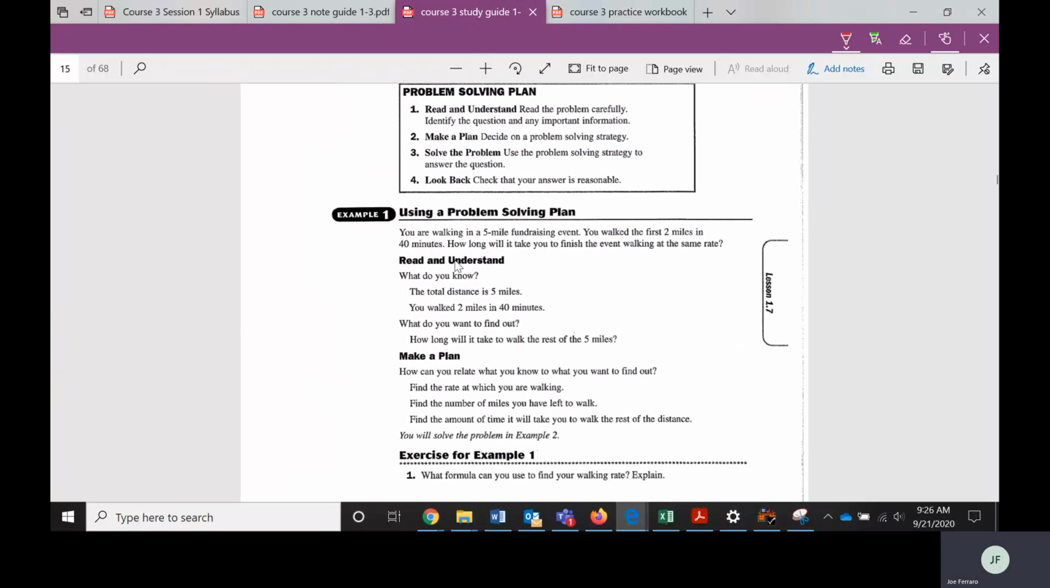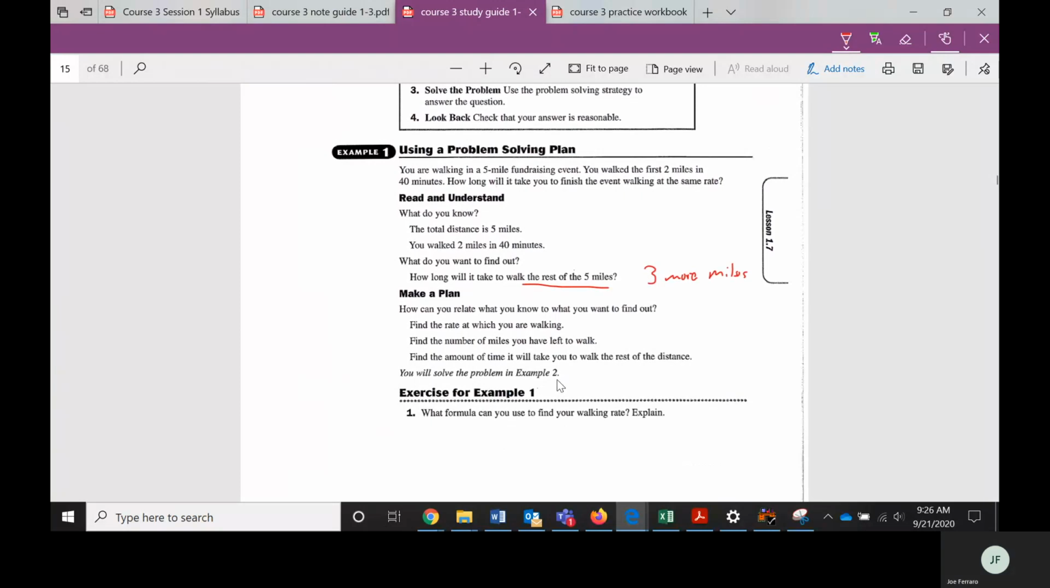Okay. It says, what do you know? The total distance is 5 miles. You walk 2 miles in 40 minutes. What do you want to find out? You want to know how long it will take to walk the rest of the 5 miles, meaning you have 3 more miles to go. So how much longer is it going to take to go 3 miles? Okay, there's a couple different ways you could do this. I'm going to walk you through what they did, and then I'm going to go back and show you 2 different ways of doing it.